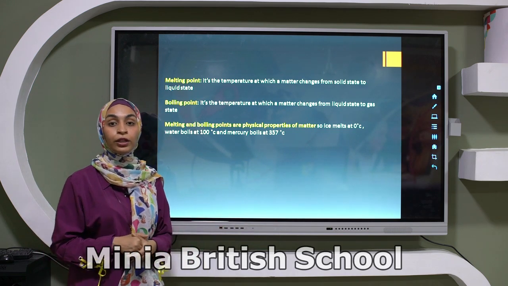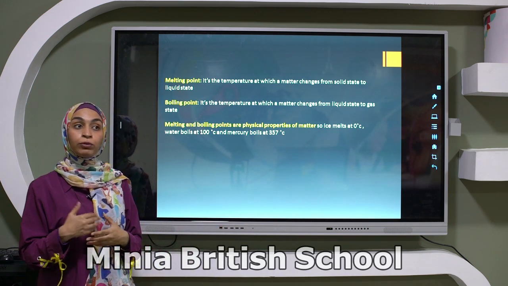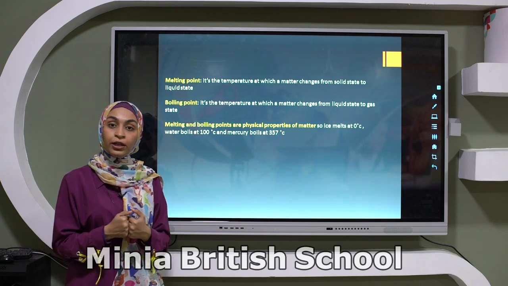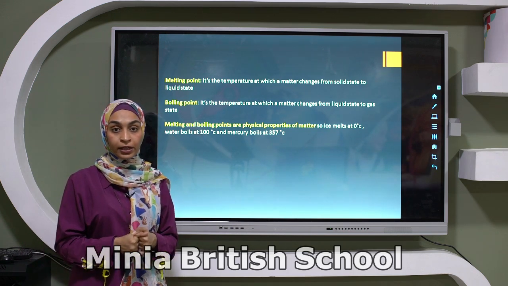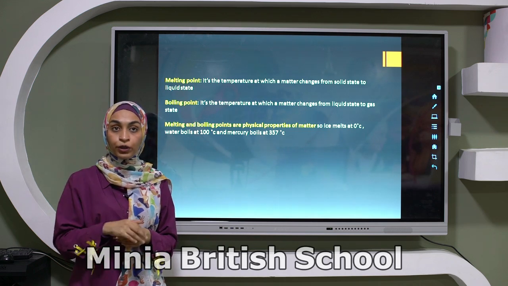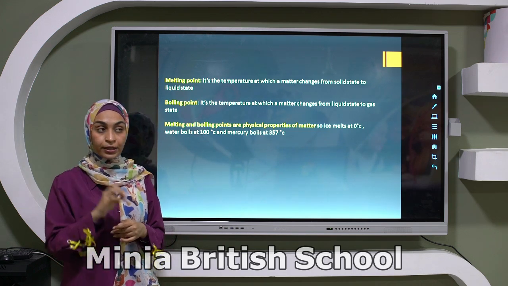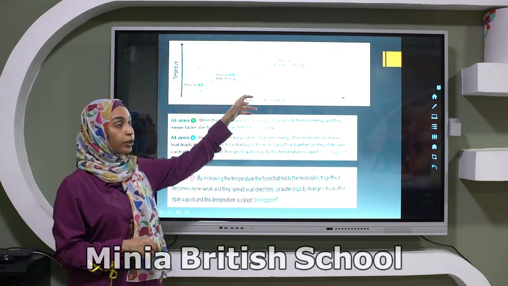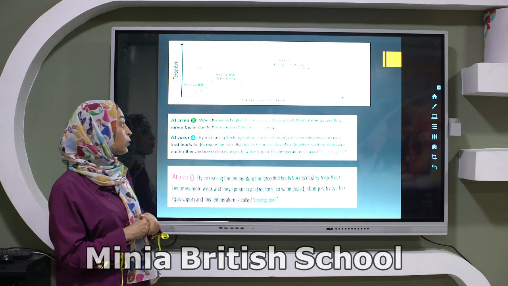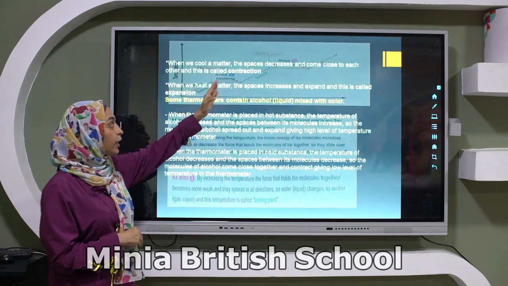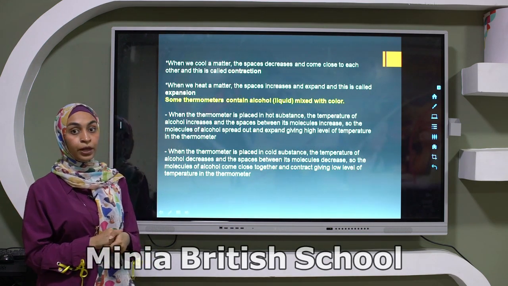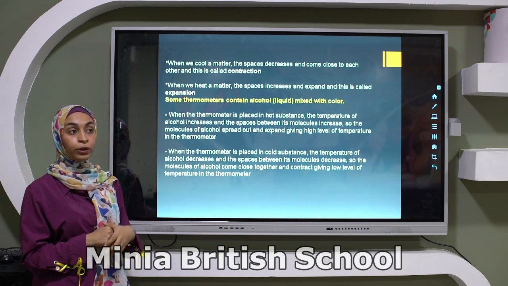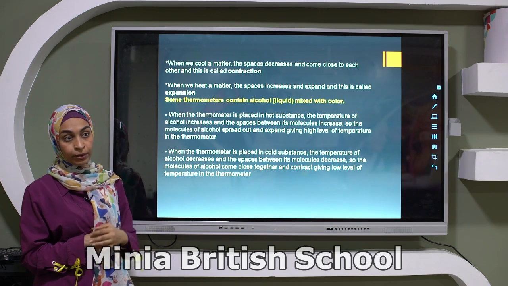It is 357. And when I'm talking about the melting point or the boiling point, I have to say the measuring unit, which is degrees Celsius, because the measuring unit of temperature is degree Celsius. The second part of lesson 4 has a graph that shows you the differences between the melting point and also the boiling point. The lesson also talks about what happens when you cool a matter or when you heat a matter.